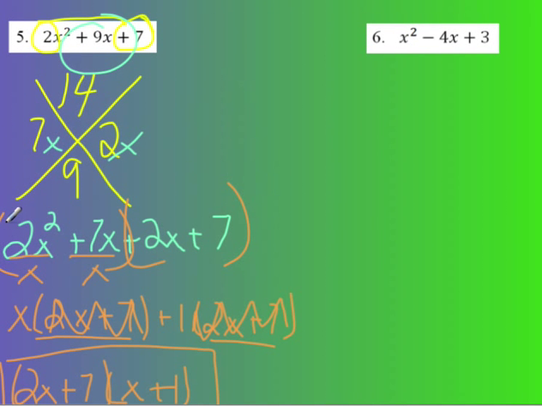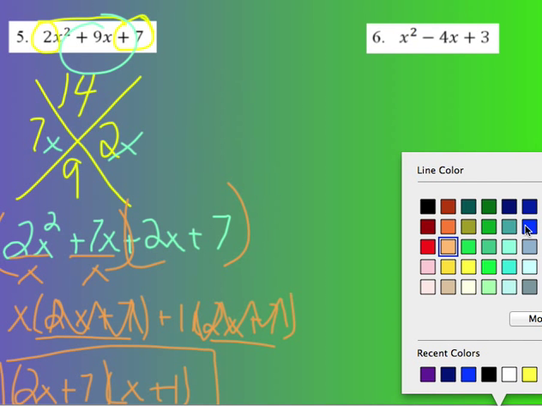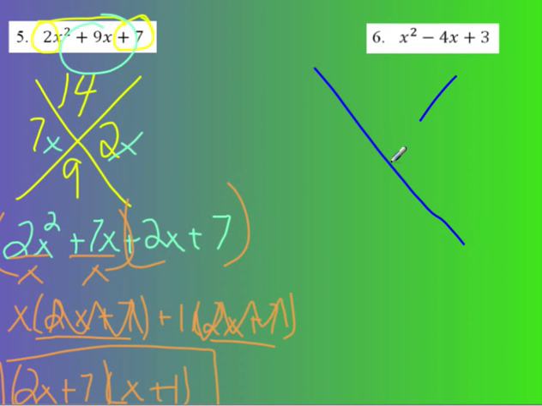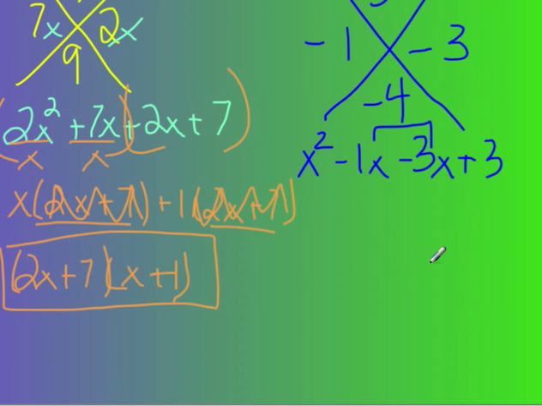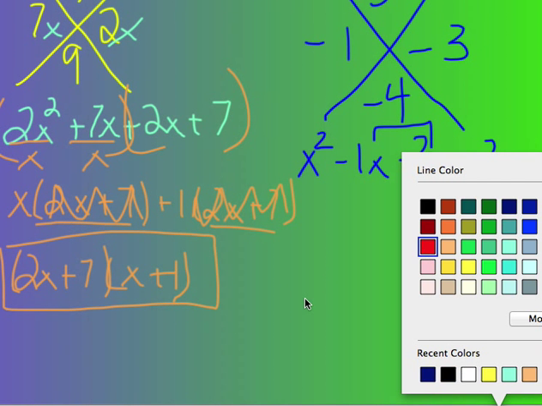Let's take a look at number 6. So for number 6, we're going to be multiplying to a positive 3 and adding to a negative 4. Positive product means both our signs are the same, but we're adding to a negative 4. So that's going to be negative 1 and negative 3. So now I'm going to rewrite out this equation. I'm going to keep my first term the same, and I'm going to split up that negative 4x as negative 1x minus 3x. So again, this is the same thing as negative 4x. And now I'm ready to factor by grouping.